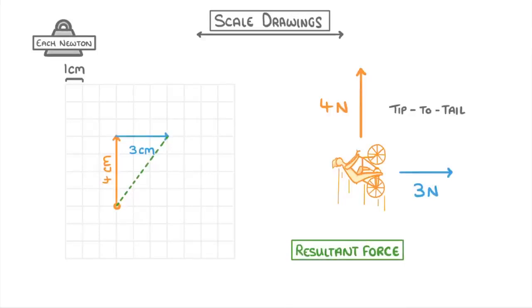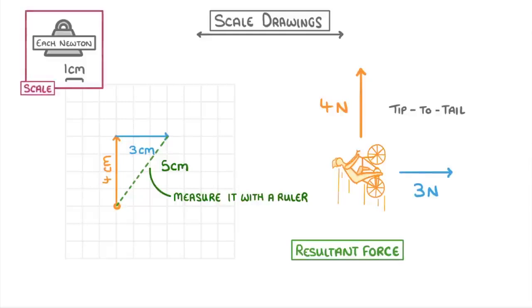And because our drawing is to scale, we can just measure it with a ruler to see how long it is. In this case, 5 centimeters. And then we can convert that into newtons using our scale. So because each centimeter is 1 newton, our resultant force would be 5 newtons.